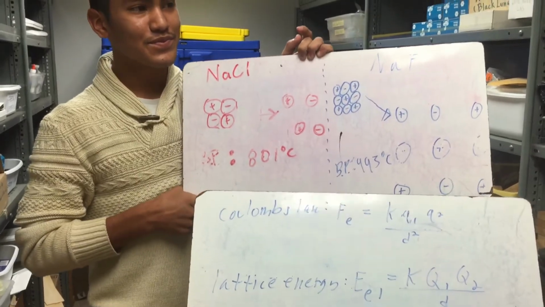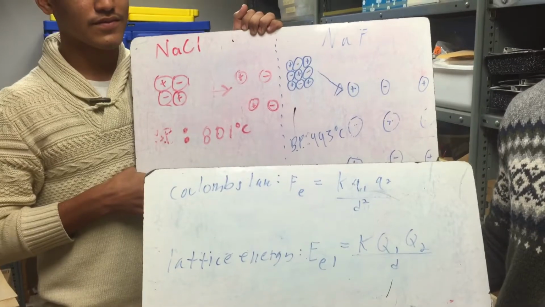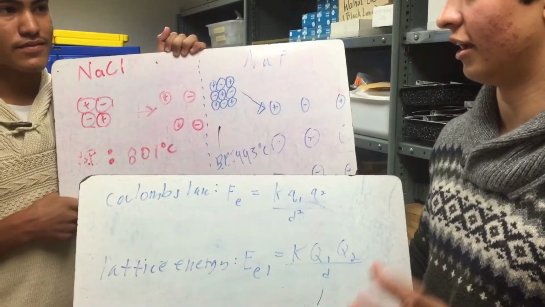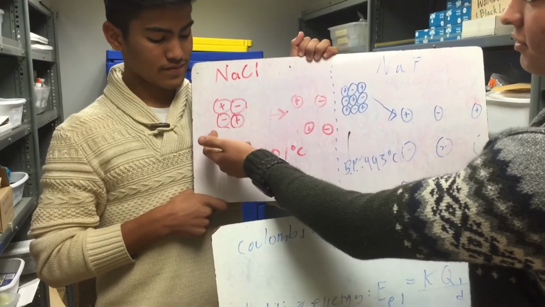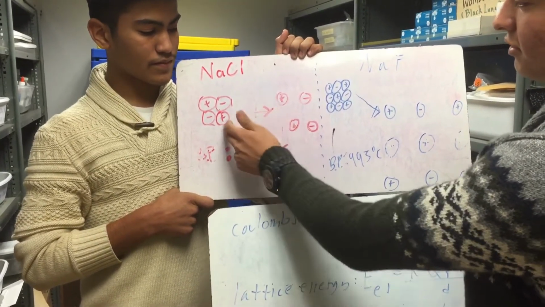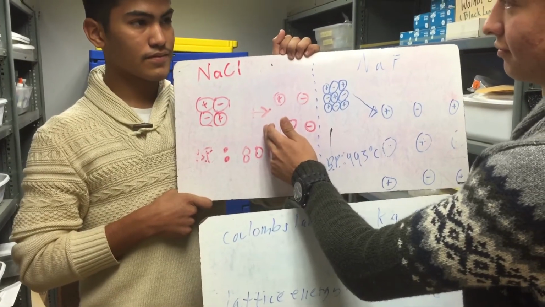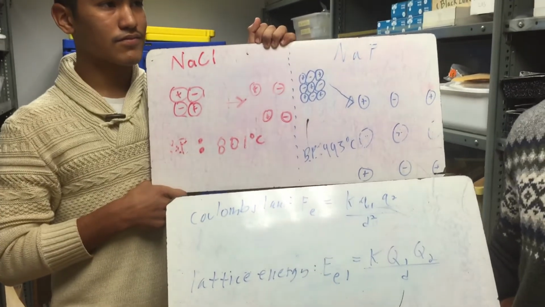And as Jose explained earlier, lattice energy is the energy required to separate the ions in an ionic solid. As you can see here, this is sodium chloride in its ionic solid form, and after a certain amount of lattice energy is given, it turns into plasma, which is basically charged particles in gaseous form.